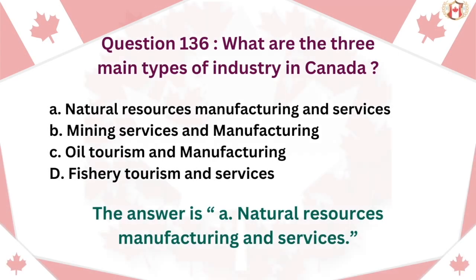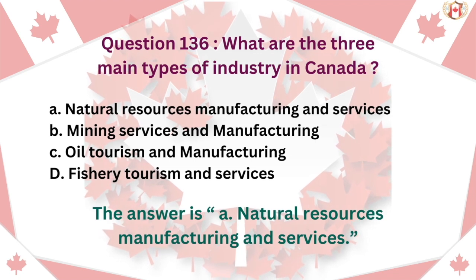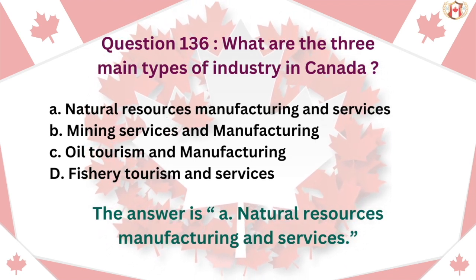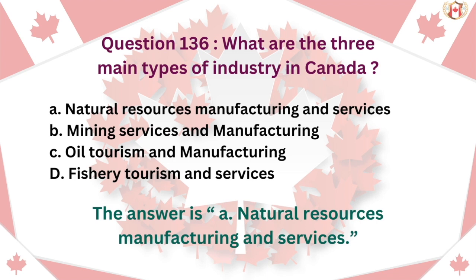Question 136. What are the three main types of industry in Canada? A. Natural resources, manufacturing and services. B. Mining, services and manufacturing. C. Oil, tourism and manufacturing. D. Fishery, tourism and services. The answer is A. Natural resources, manufacturing and services.